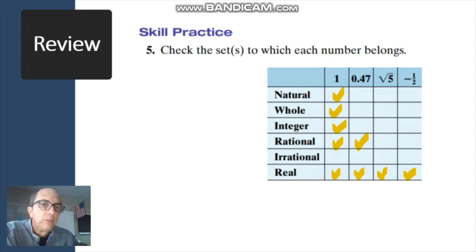What about square root of 5? Not natural, not whole, not integer, rational? I don't think so. I cannot think of any numbers that I can put in a ratio and make the square root of 5. So it's irrational. And -1 over 2: not natural, not whole, not integer, yes, a rational number. Great, let's move on.